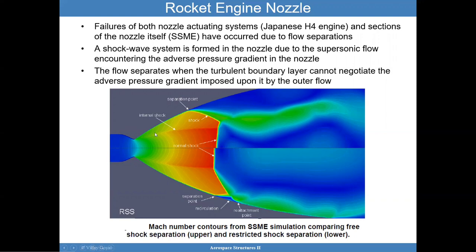And so what you have here is an internal shock. You have separation of the flow from this boundary. And then you have here an example of a reattachment. Here you have an unsymmetric behavior. And these are basically Mach contours plotted for the space shuttle main engine simulation. And it shows how you could have a significant amount of flow variations within this nozzle.